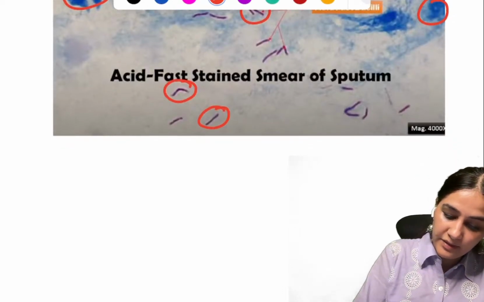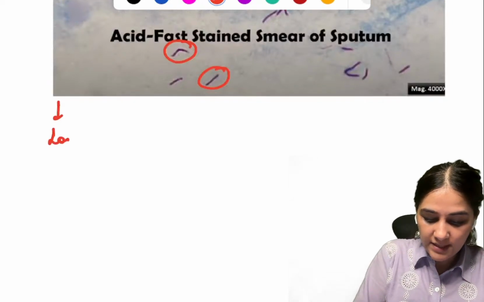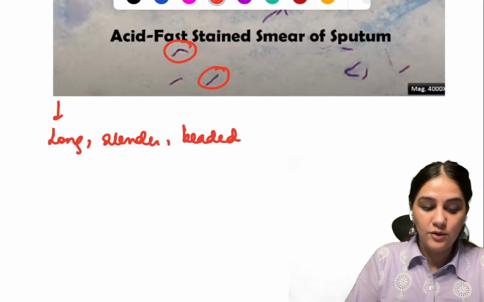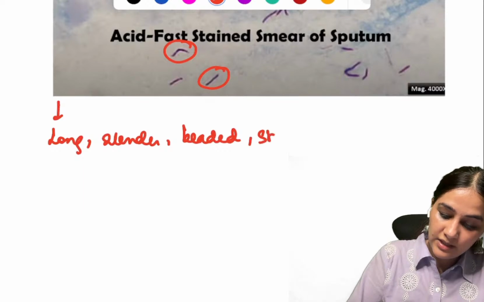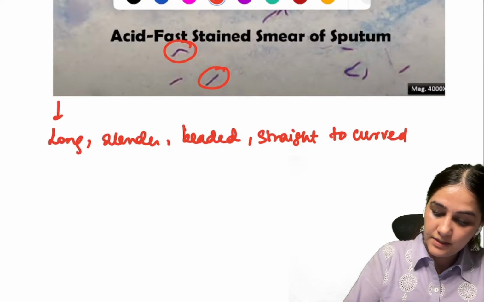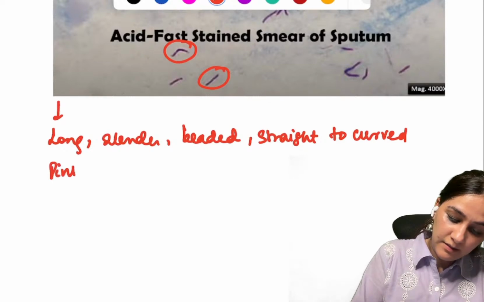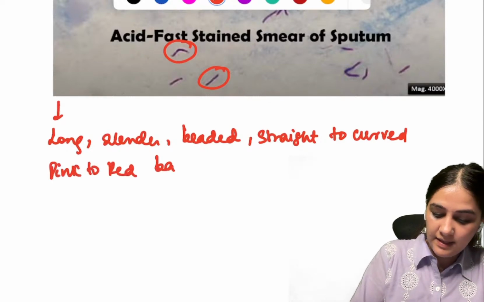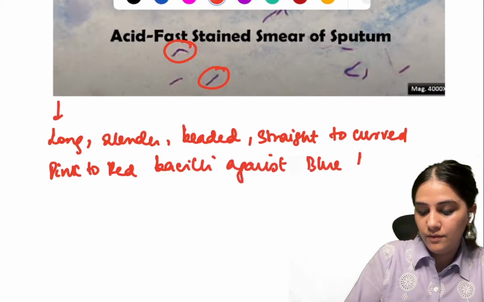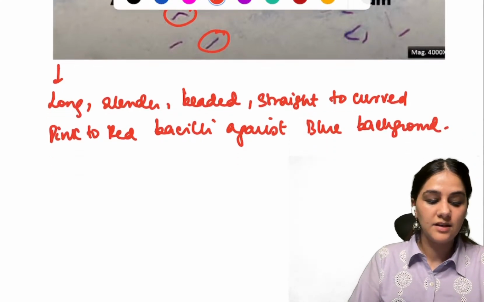So how do we report it? Whenever we want to report it in our exam, how do we want to report it? We report it as long, slender, beaded, straight to curved, pink to red bacilli against a blue background. That is how we are going to report it.